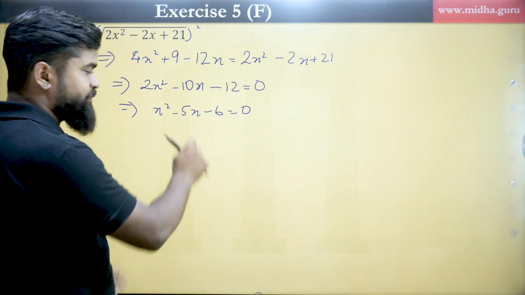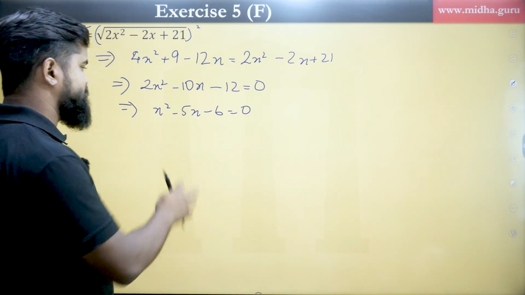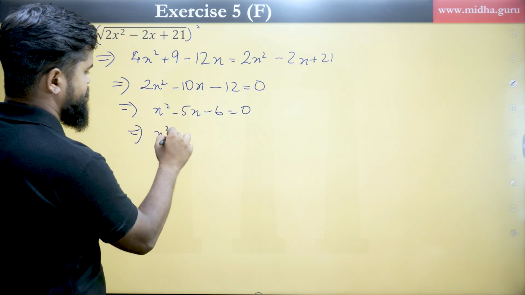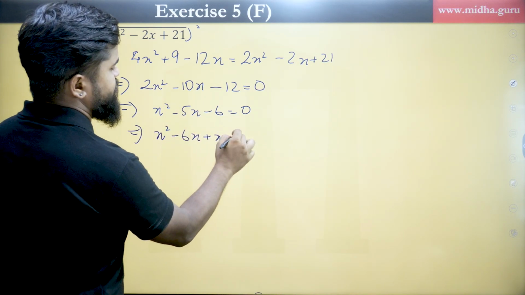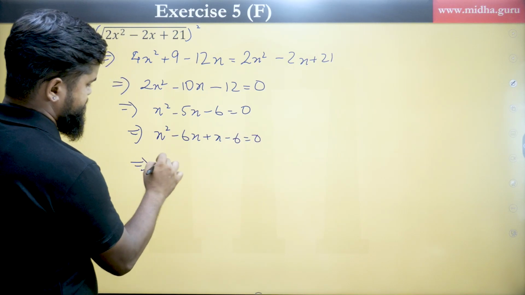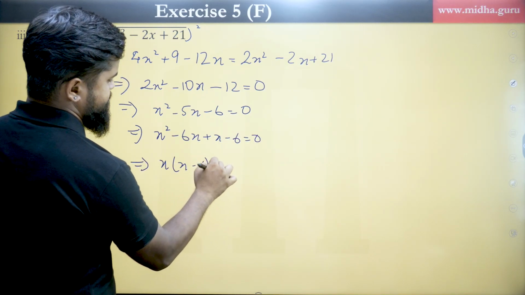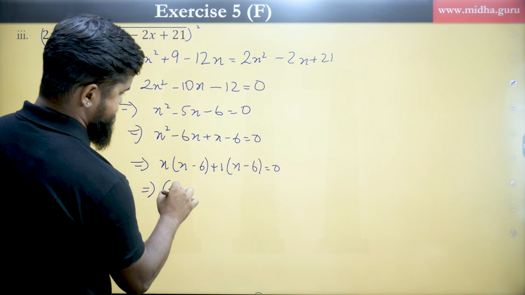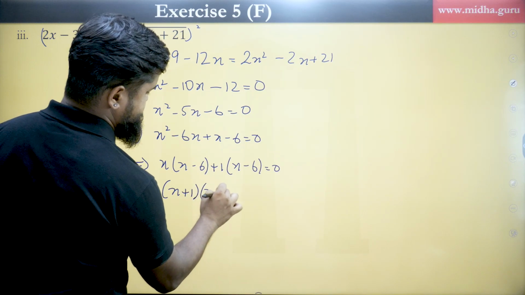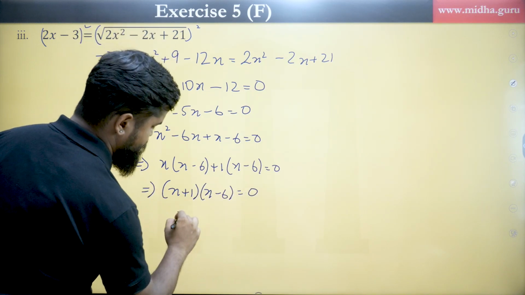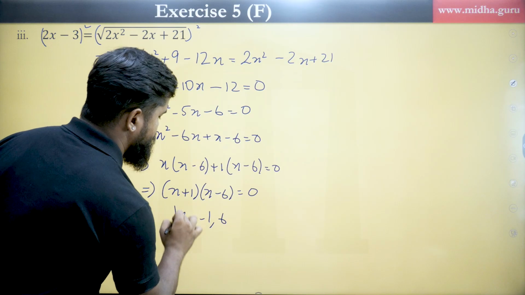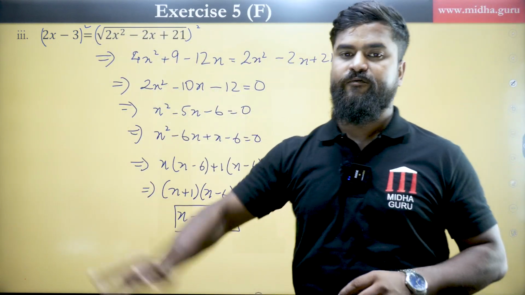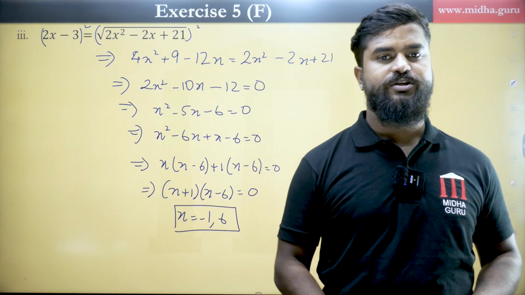So again now I have to split minus 5 such that the sum of the two coefficients is minus 5 and the product is minus 6. So I'll write minus 6x plus x. So x is either equal to minus 1 or x is equal to plus 6. These will be the solutions for the given equation. Move on to the next one.